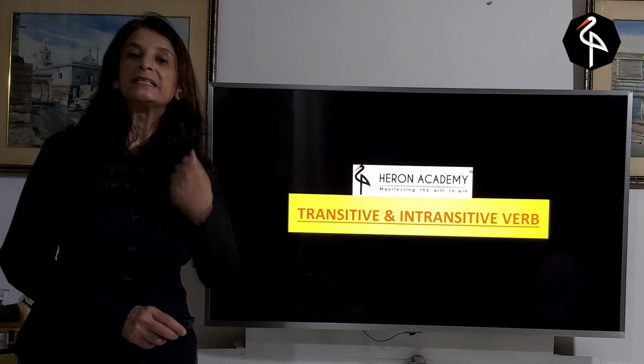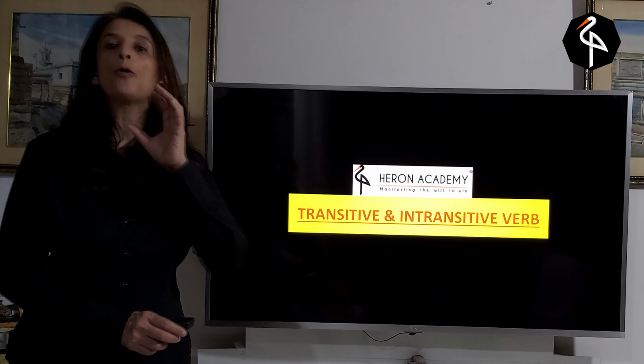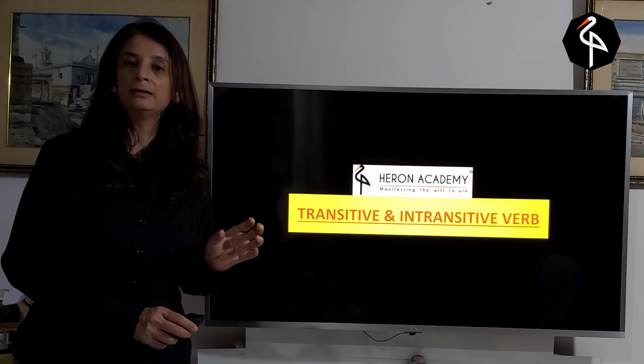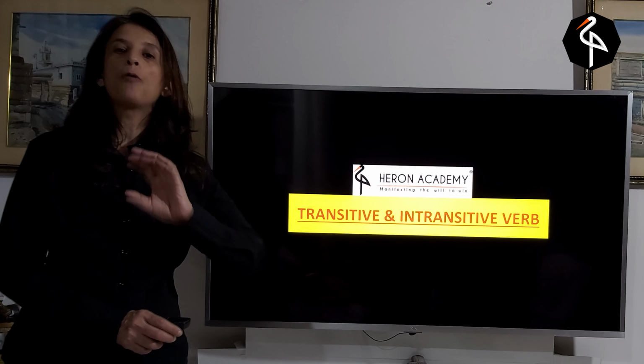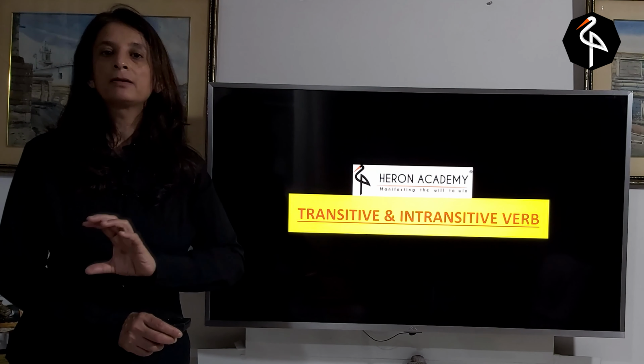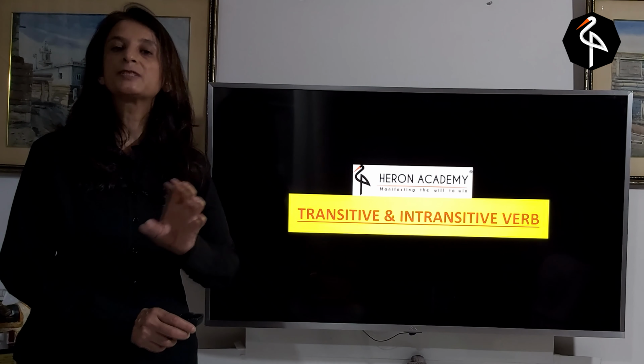Now, how will you identify that this particular sentence is active and this is a passive? A sentence in which you are talking about the subject or the doer, it is an active sentence, right? And in a sentence where you are talking about the object, that the work is being done or the action is completed by this object, that is passive.